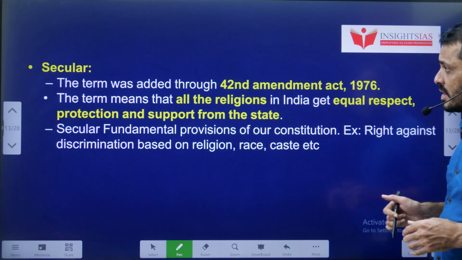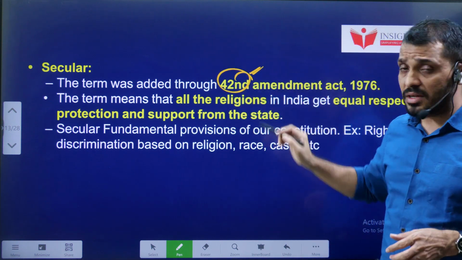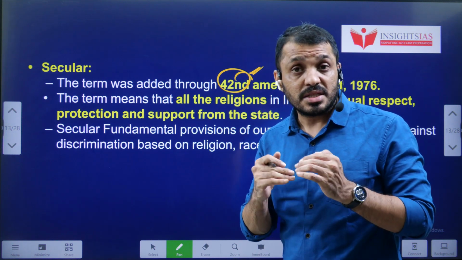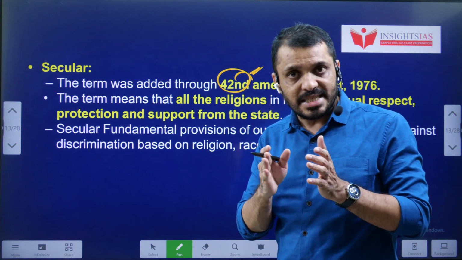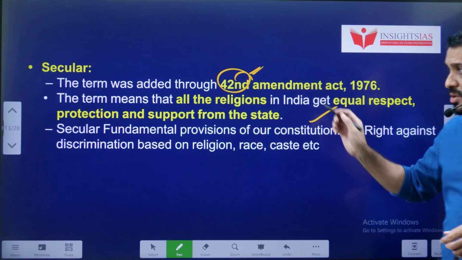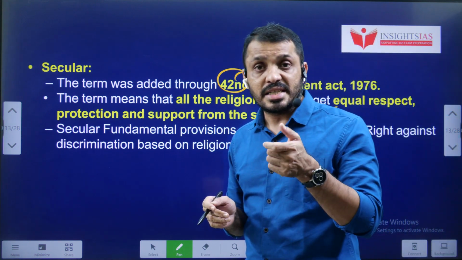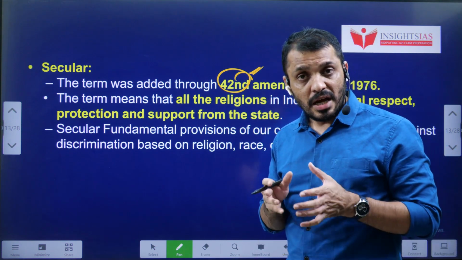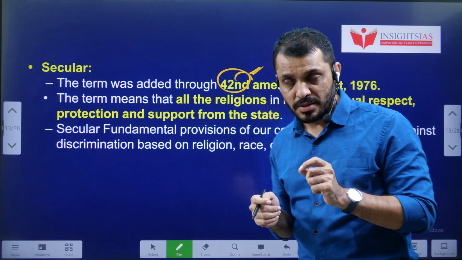Next, secular. This word was also added through the 42nd Constitution Amendment Act. Secularism can be positive secularism or negative secularism. In positive secularism, the state involves itself in religions, whereas in negative secularism, state and religions are tightly separated. India follows positive secularism. Even before this word was added to the constitution, there were already secular provisions. For example, Article 14, everyone will be treated equally before the law. Articles 15 and 16 prohibit discrimination based on religion.